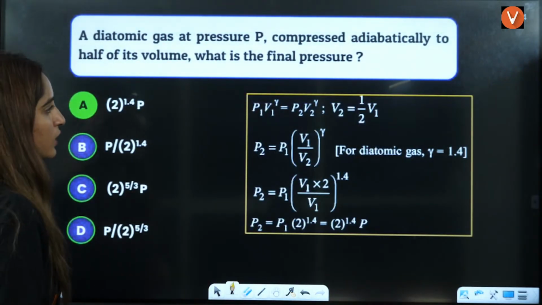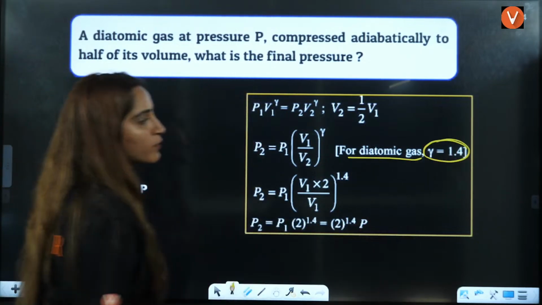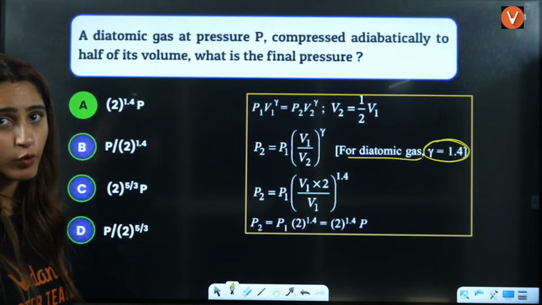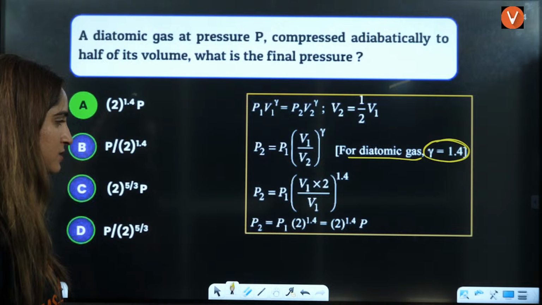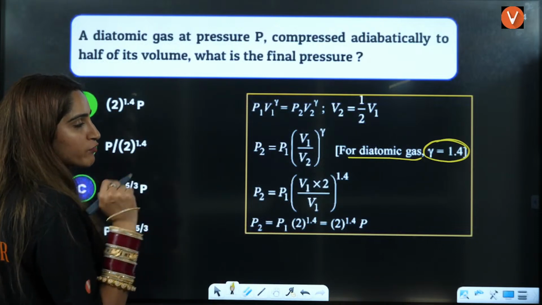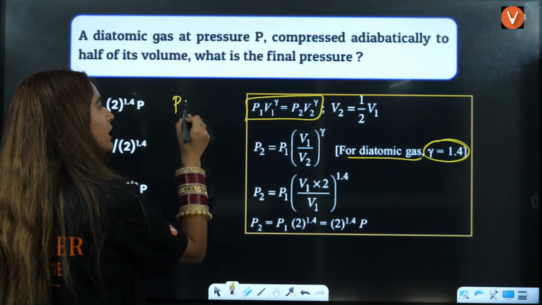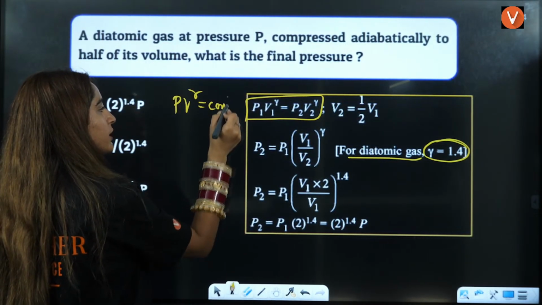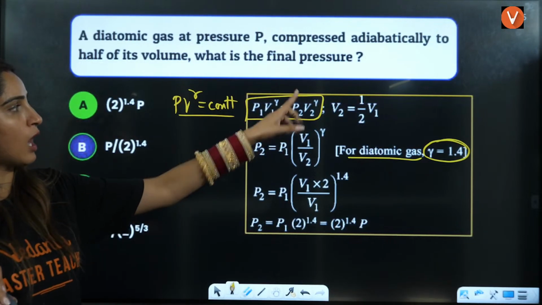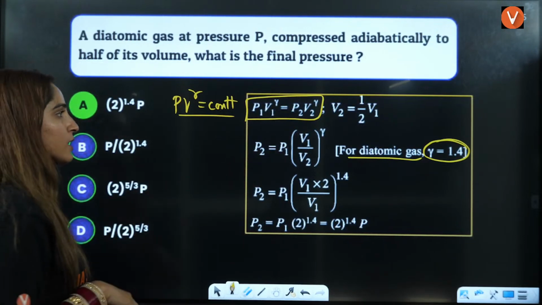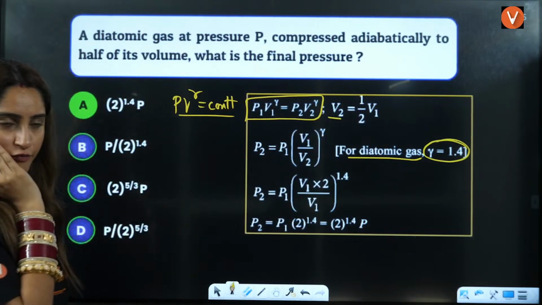You can calculate the value of CP minus CV. For diatomic gas, directly you can see the value of gamma is 1.4. Monatomic it is 1.6 or 1.53 something. So it is 1.4 for diatomic gas. So PV to the gamma is equal to constant. That means P1 V1 gamma and P2 V2 gamma are equal. You know V2 is equal to half of V1.